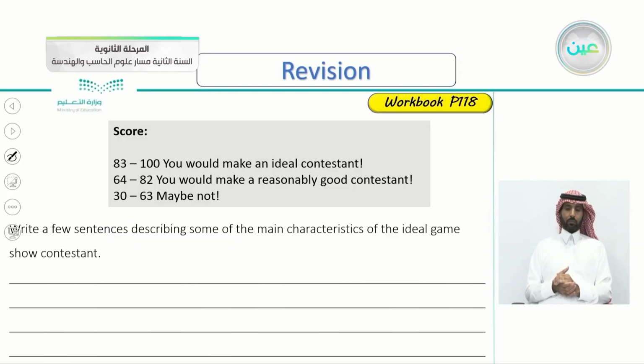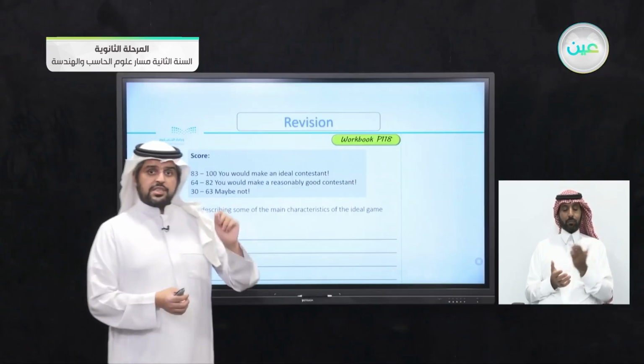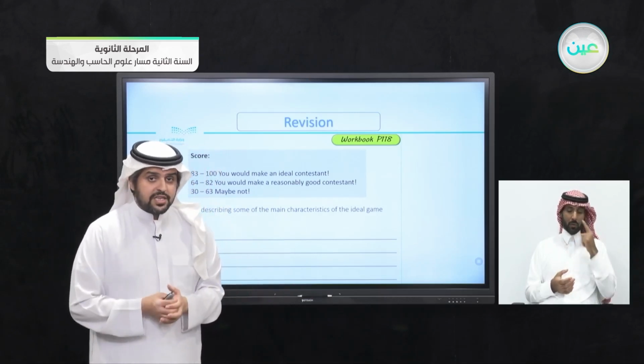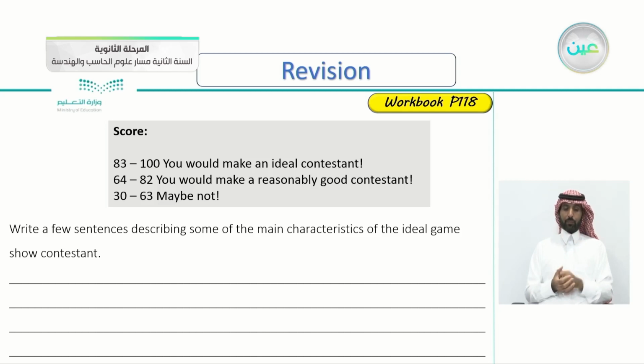If your mark is from 83 to 100, you would make an ideal contestant. If your mark is from 64 to 82, you would make a reasonably good contestant. If it's from 30 to 63, maybe not. So fill the chart yourself and calculate your score and check what kind of a contestant you are. Are you an ideal contestant? Are you a reasonably good contestant? Or just leave it, maybe not.